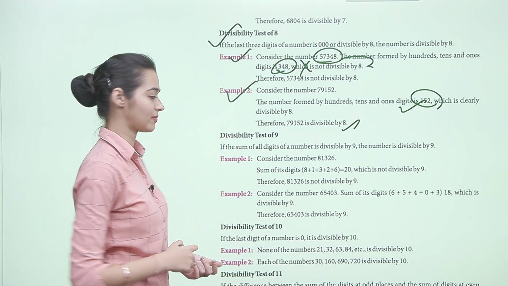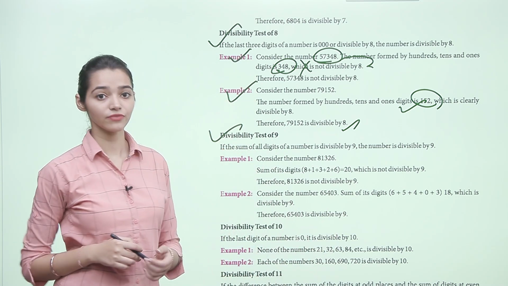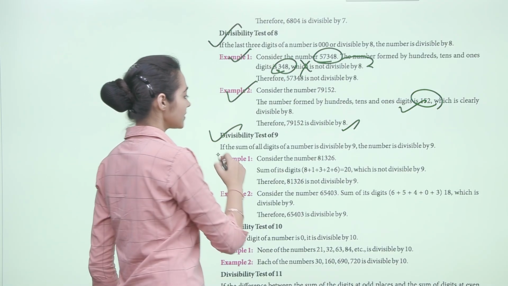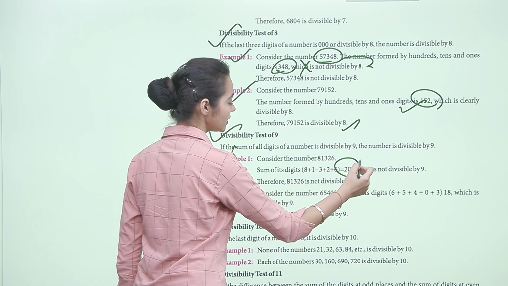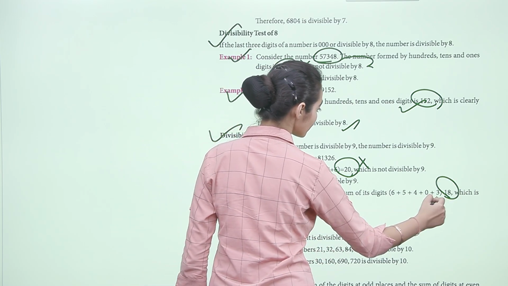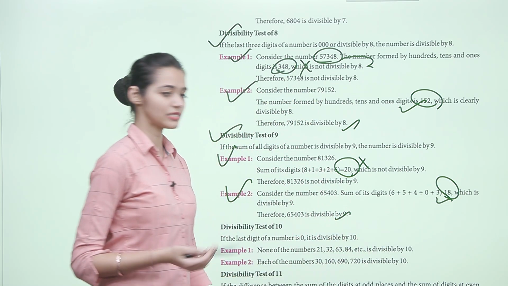is also divisible. Divisibility test of 9. If the sum of the digits is divisible by 9, then the number is also divisible. For example, when we did the sum, 20, not divisible by 9. In this one, we have 18. 18 is divisible by 9, so the number is also divisible.